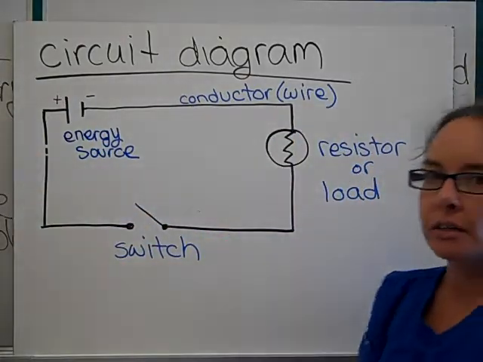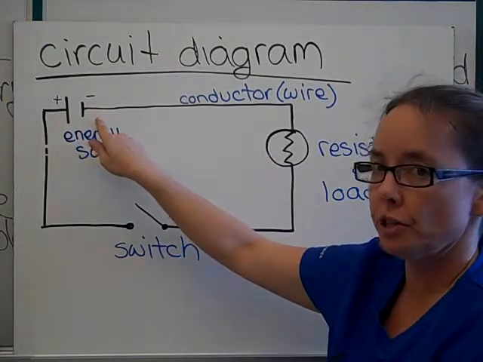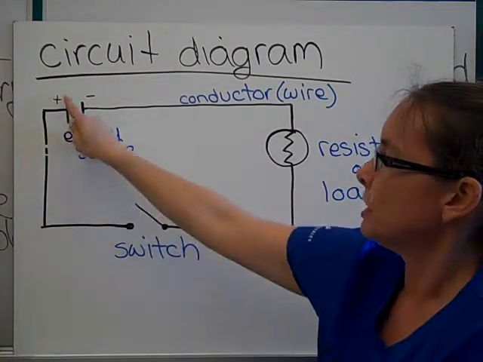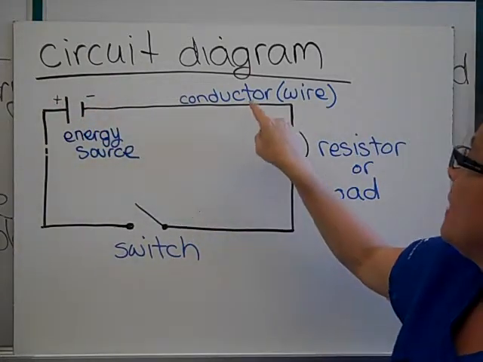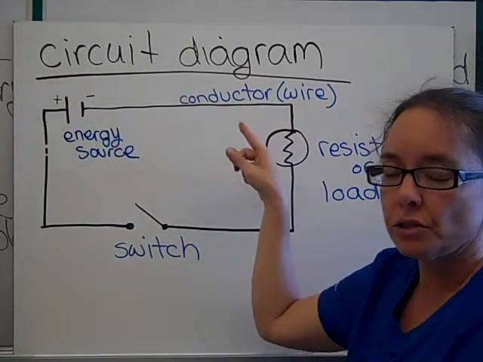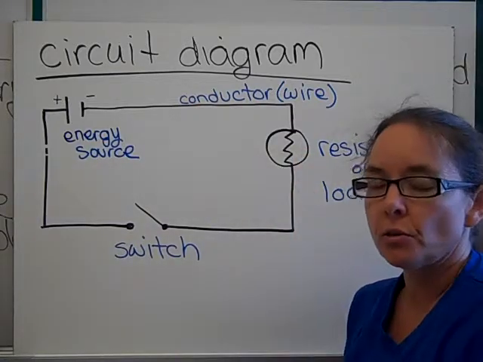So this is a circuit diagram. This right here would be our energy source. These are two lines here with a plus and a negative. The conductor, which is normally a wire. This would be our resistor or our load.